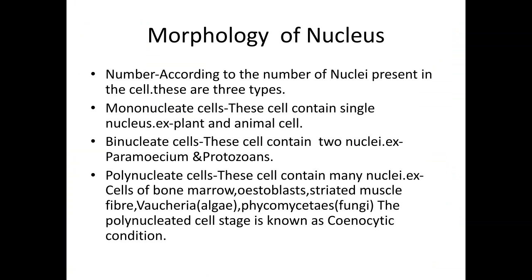Examples: cells of bone marrow, osteoblast, striated muscle fiber, vaucheria, that is from algae, and phycomycetes, that is from fungi. The polynucleated cell stage is also commonly known as the coenocytic condition. Generally, within a single cell, a single nucleus is there, but in the coenocytic condition, many nuclei are present within a single cell, and this condition is known as the coenocytic condition.